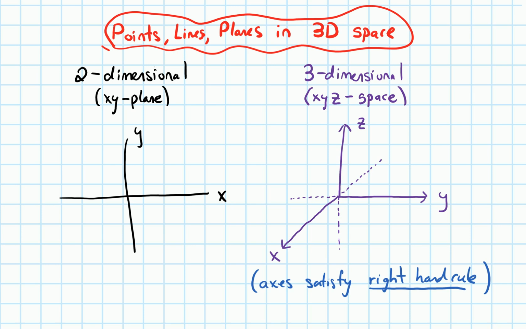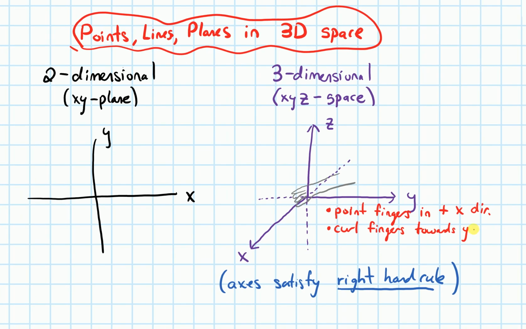So the right-hand rule says, and I'm going to do my best to draw a picture of a hand here, I'll have some fingers, a second finger, a third finger, a fourth finger. Imagine this is the beginnings of a hand. The fingers are pointing in the direction of the x-axis. So point fingers in the positive x direction. Then the next thing that we do is we curl fingers towards the y-axis.